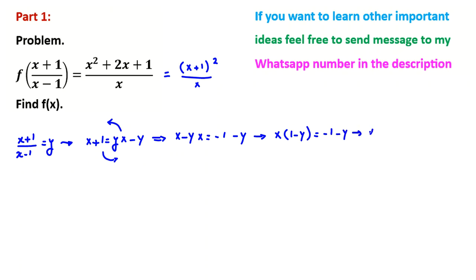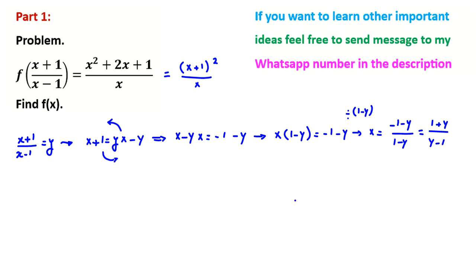So we can say x equals, if you divide both sides by 1 minus y, negative 1 minus y over 1 minus y. Then we can negate both the numerator and denominator. So it will be 1 plus y over y minus 1.